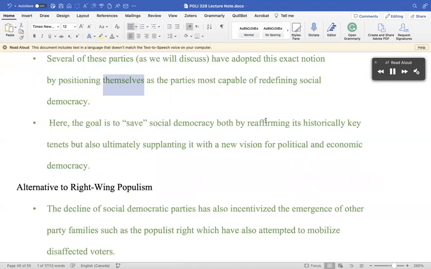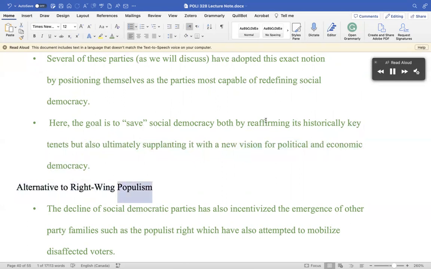By positioning themselves as the parties most capable of redefining social democracy. Here, the goal is to save social democracy both by reaffirming its historically key tenets but also ultimately supplanting it with a new vision for political and economic democracy.